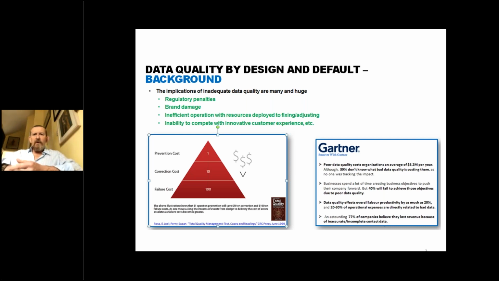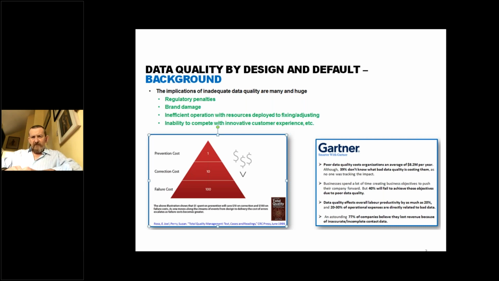Either handling or walking around or managing to fix and adjust bad data quality, or the inability to use data for things we want to use it for, like moving forward into the offensive things like AI and such. We need good data for that. So there is a big downside to bad data quality.